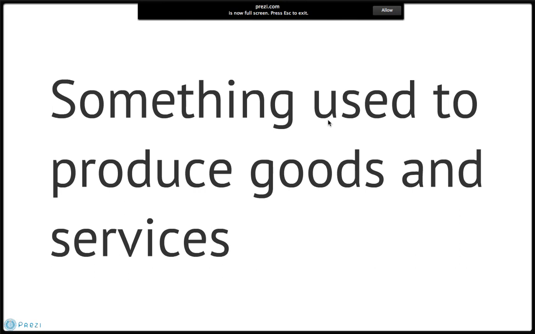Now, what about a restaurant? This one's a little unique. If you think about it, a restaurant provides you both a good and a service. They serve you food, which is a service. Also, the food that you receive is a good. So there are certain businesses that provide both goods and services.